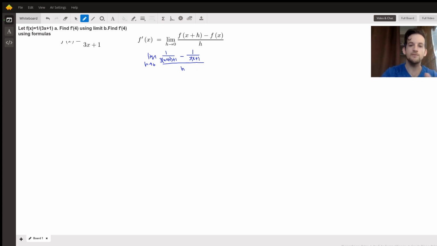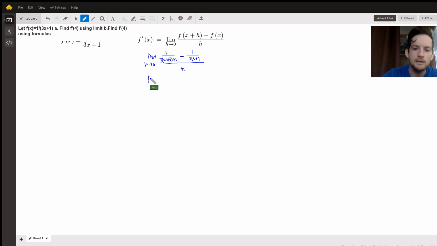We've applied this limit to our function, but now we've got a lot of algebra to do. So I'm going to go ahead and get to work on that. And the first thing I'm going to do is multiply out some of these denominators just to clean it up a little bit, this first one in particular.